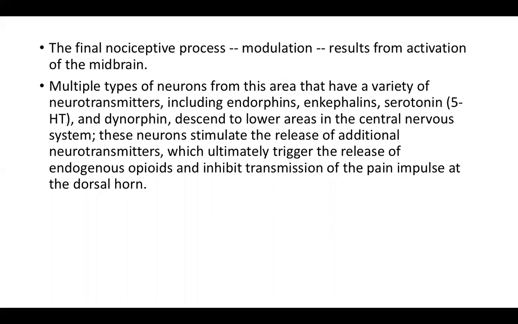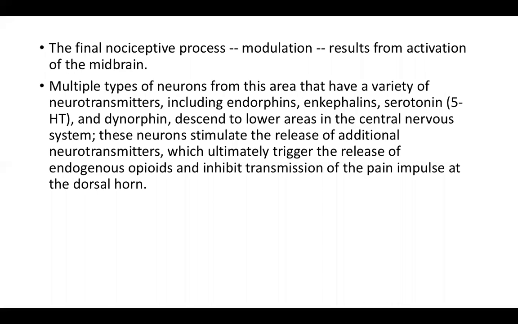And then the final process is modulation. Modulation results from the activation of the midbrain. So it looks complex, but it happens in a fraction of a second. The whole thing is very, very fast. Multiple types of neurons from this area have a variety of neurotransmitters. Most of this action happens through chemical substances: endorphins, enkephalins, serotonin (5-HT), and dynorphin.